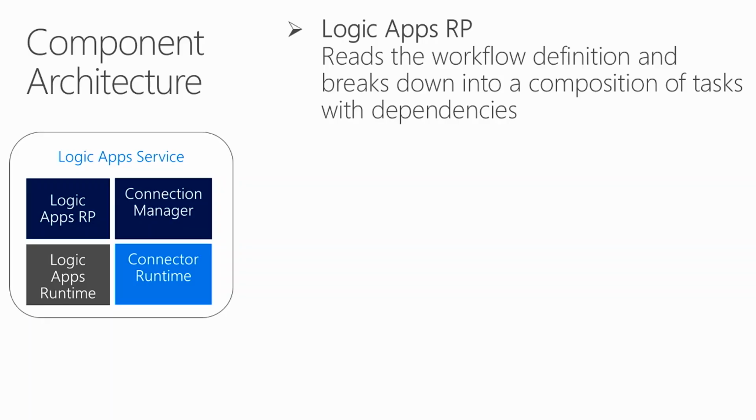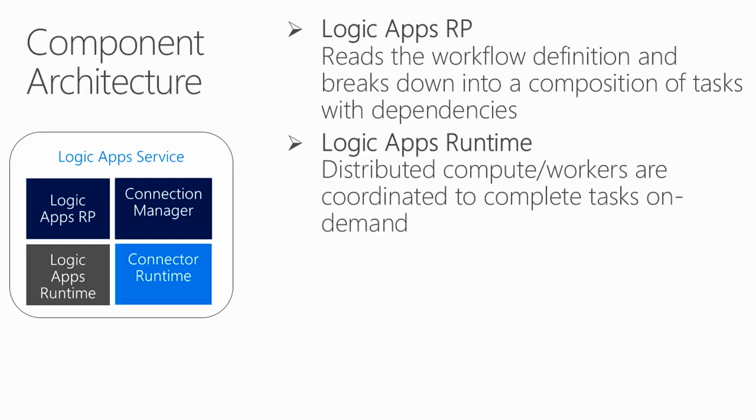As we look at the component architecture in the background, I'll keep this a bit vague, but we have four general components. We have our Logic Apps RP, which is our resource provider, essentially our front end that's handling all the requests. Every time you create a job or do a management request, it goes to our Logic Apps RP. That reads the workflow definition and breaks it down to the component tasks with dependencies, and then puts that into our storage, which the backend will then process. The Logic Apps runtime is our distributed compute that will coordinate those tasks that have been broken down from your Logic App.